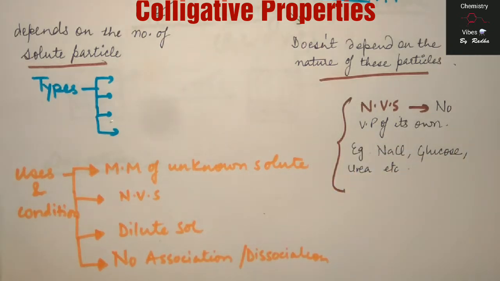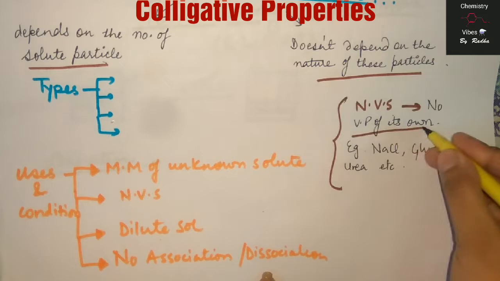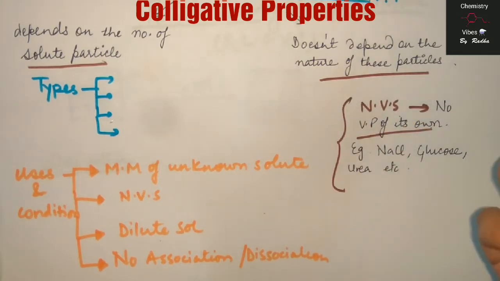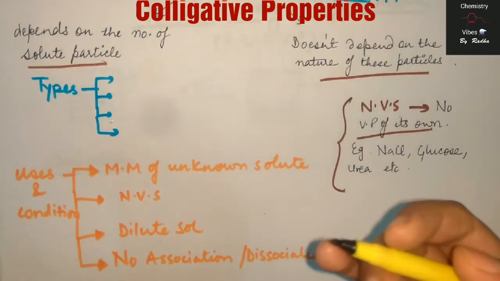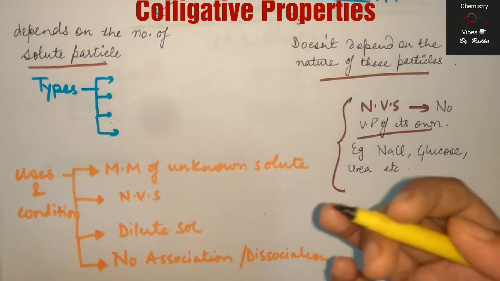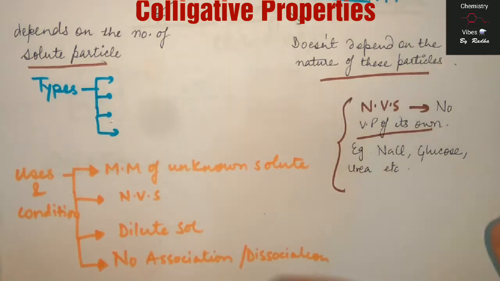Now, one more term which will be used in colligative properties a lot is NVS, that is non-volatile solute. Non-volatile, the name suggests that it is not volatile. It does not have its vapor pressure on its own. Non-volatile solutes are such solids which do not have their own vapor pressure. For example, you can take NaCl, glucose, urea, iodine or sulfur in CS2, cane sugar in water. All these are non-volatile solutes or non-volatile solids.